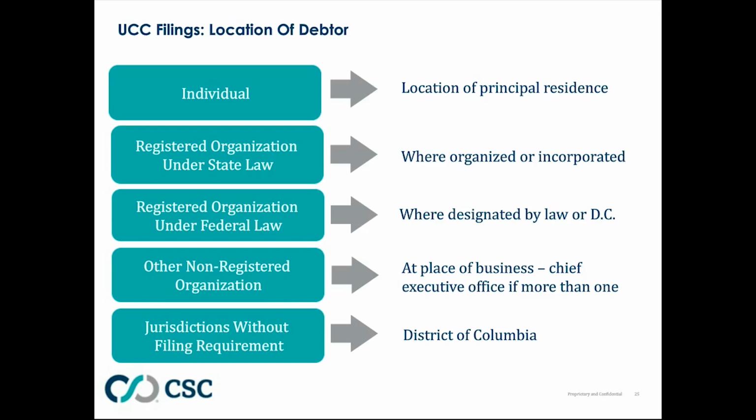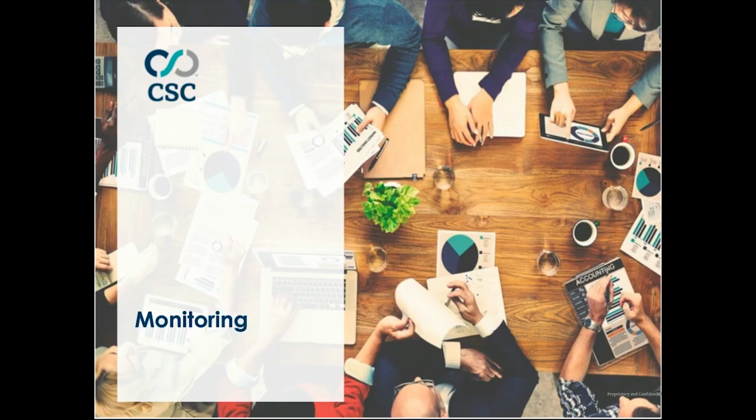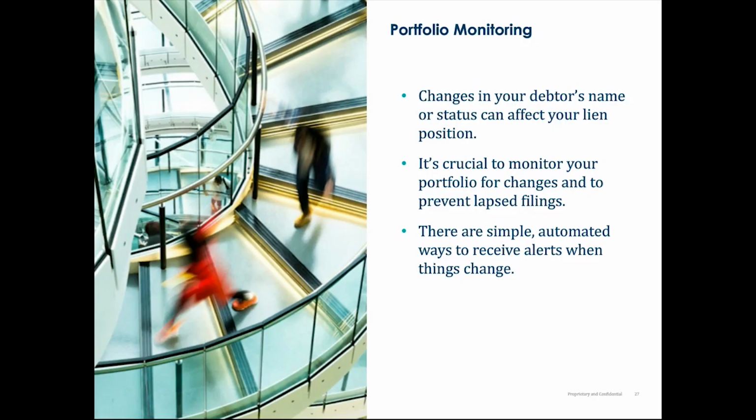With that, we have monitoring options. And then, portfolio monitoring we offer. So portfolio monitoring: changes in your debtor name or status can affect your lien position. It's crucial to monitor your portfolio for changes and to prevent lapsed filings. And also, there are simple automated ways to receive alerts when things change. We offer 4 different types of portfolio monitoring: expiration tracking, corporate tracking, debtor tracking, and bankruptcy tracking, which I'll highlight.